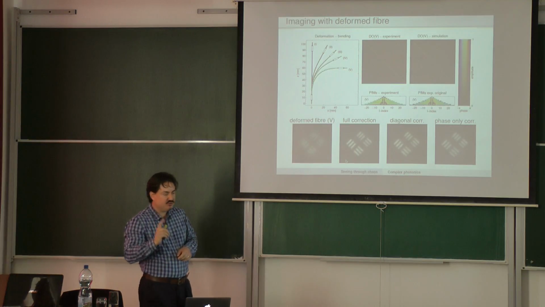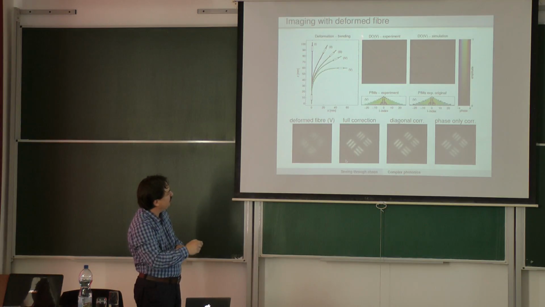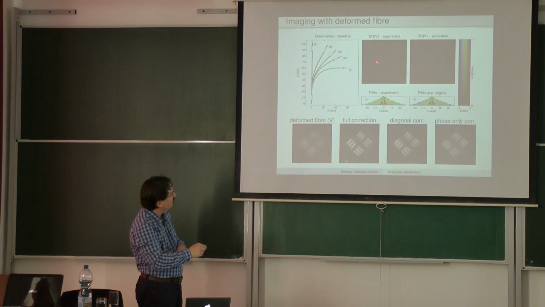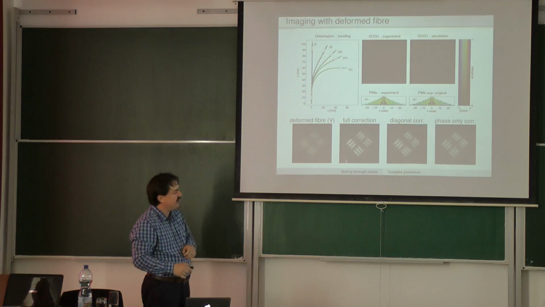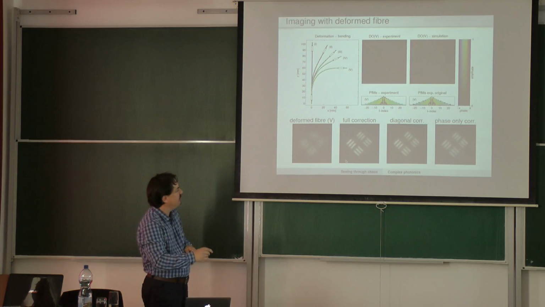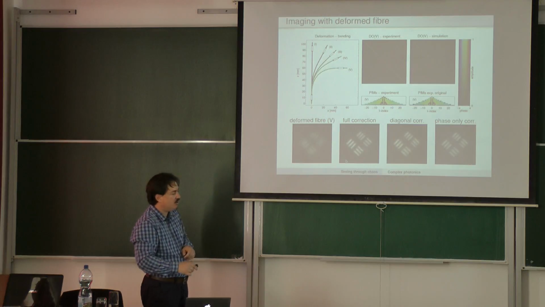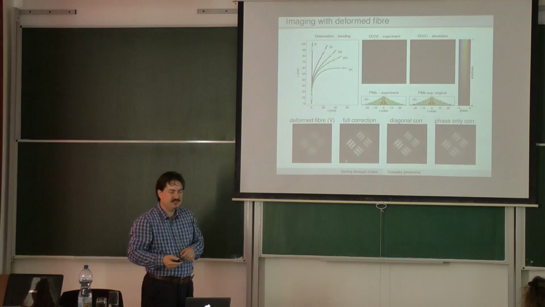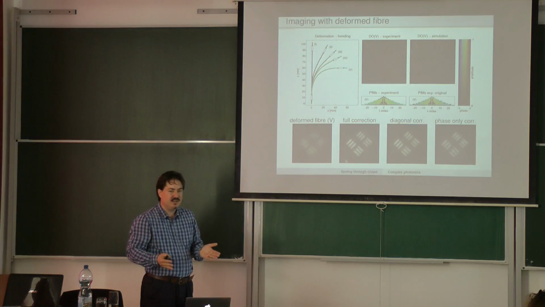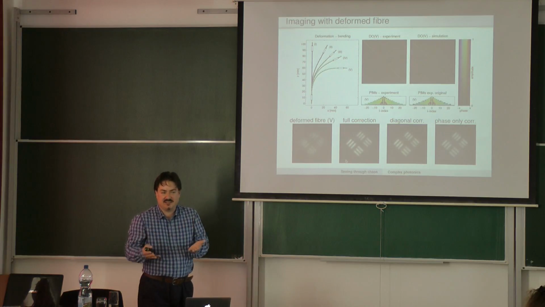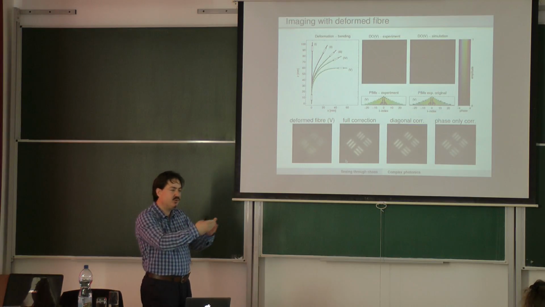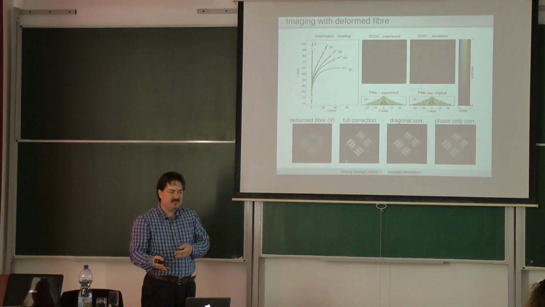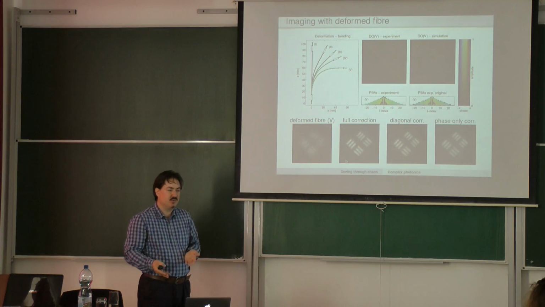But there is something interesting. If I actually use only the diagonal components of the deformation operator, I still get a very, very good image. Also, if I only use the phases of the diagonal components, I also get an almost perfect image. Which is sort of weird, but it explains that the important action of the bending is just small phases of the eigenmodes, of the propagation invariant modes.